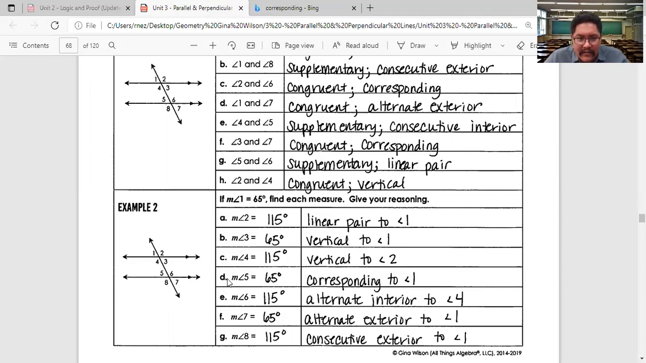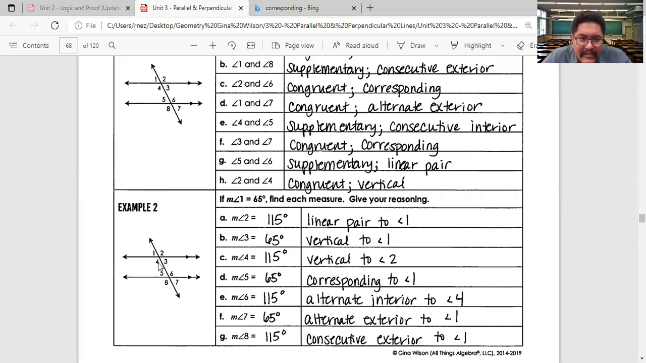All right, so let's go to the next one. Part E is angle 6, 115. Now, I guess we want to use a couple of different things, because we could say that it was corresponding to 2, but since we want to use some more of the vocabulary, let's go with alternate interiors to 4.